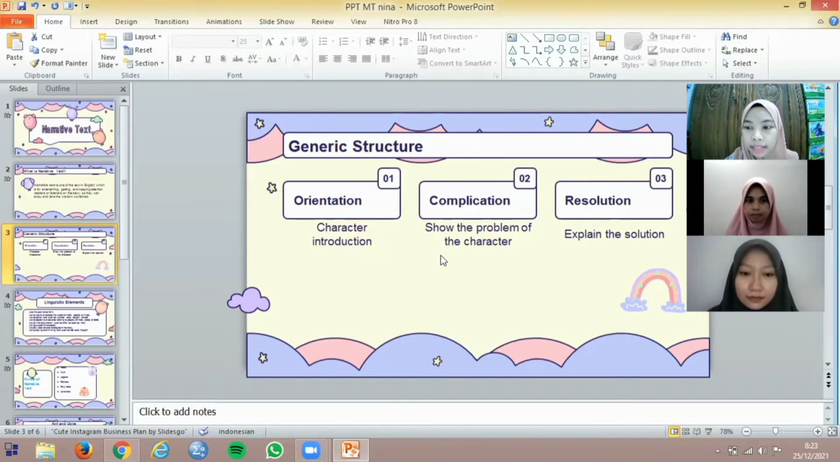And the second is complication. In complication, you will show the interesting part because the main character is prevented from reaching his goal or even triggering the conflict. And the last is resolution. In resolution, the part that will explain.